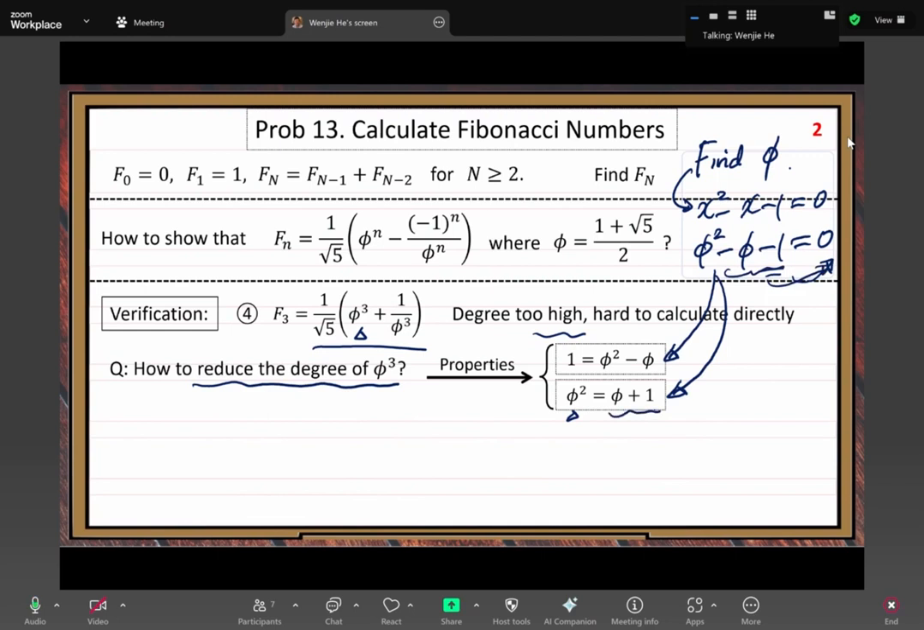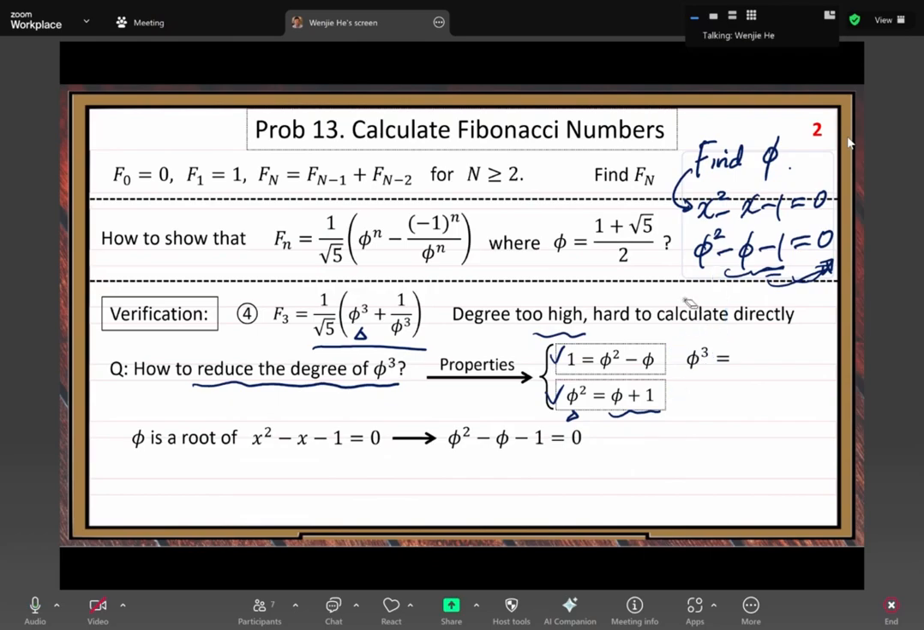Based on your situations, you can choose one of the 2 properties to help you do the transformations. All right, here, let me show you how to bring down the degree of phi cube by using these 2 properties. I already explained how to get that. So let's work on phi cube here.